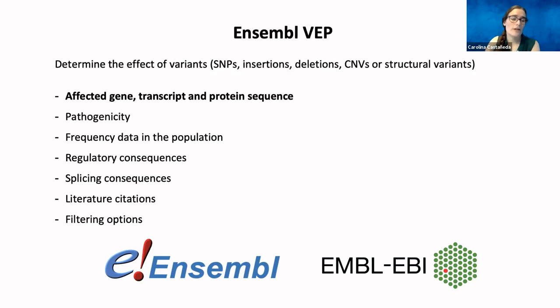So Ensembl has the Variant Effect Predictor, which is a tool that determines the effect of variants. What are these mutations doing biologically? What does it mean to have these specific mutations? And this is done with SNPs, insertions, deletions, copy number variations, or structural variants. And it works on different levels. It can tell you about the affected gene, in what transcript the variant falls, and what protein sequence changes due to this variant.